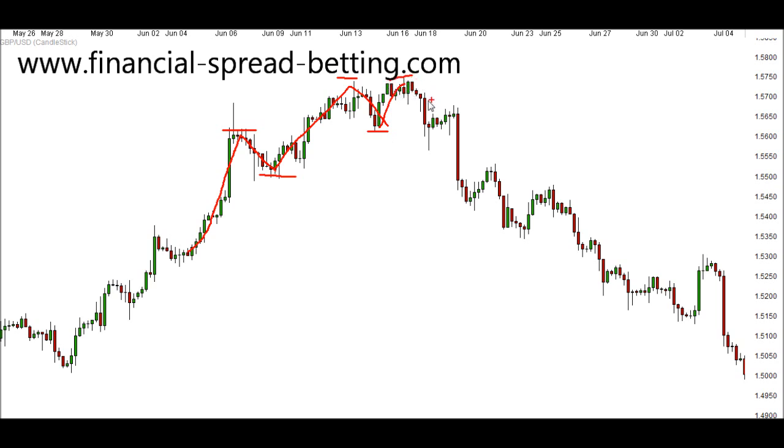But when we go for the pullback, we actually make a lower low, not a higher low, which we would expect on an uptrend. This could be a signal that this uptrend has come to an end. We then go for a push, make a lower high, and price downtrends. And we have a series of lower lows and lower highs which gives us a downtrend.